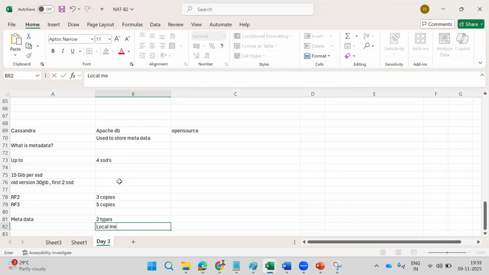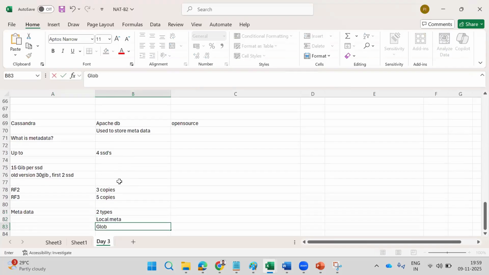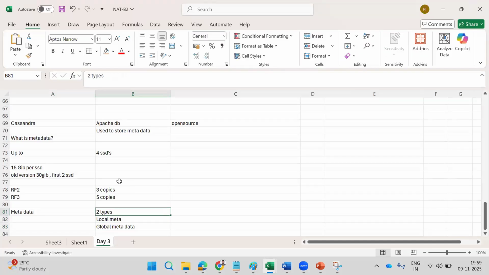One is local metadata, and the other one is global metadata. Sorry to interrupt you. If there are 5 copies, do we require 5 SSDs? No, within a cluster, each node has enough. It is not about the number of copies, like when I say 4 SSDs, it doesn't mean that.